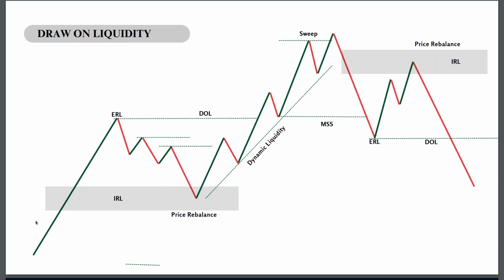When market rebalances the inefficiency, market has to again move to take liquidity. So the market is actually hunting the liquidity. It is actually going for where a large pool of orders are placed. So when price rebalances to inefficiency here, the next draw on liquidity will be the next swing points.